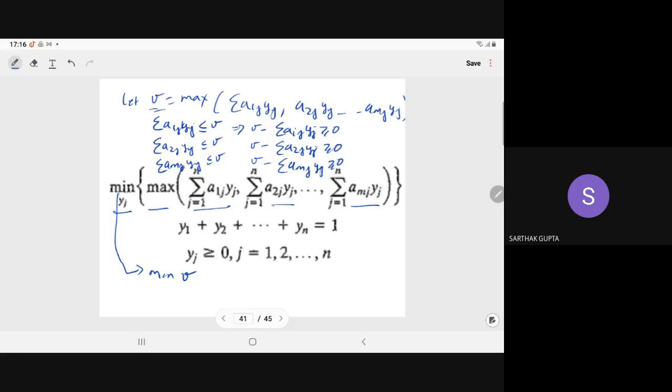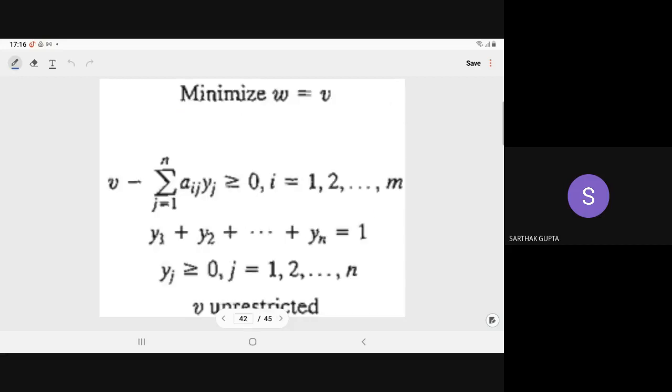So from here we have the following linear program for player B. Minimization of W is equal to V, subject to V minus summation of aij yj greater than or equal to 0 for i equal to 1 to m, and the sum y1 plus y2 plus yn is equal to 1, and yj greater than or equal to 0, j equal to 1 to n.